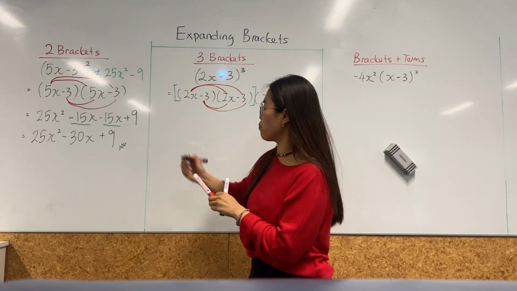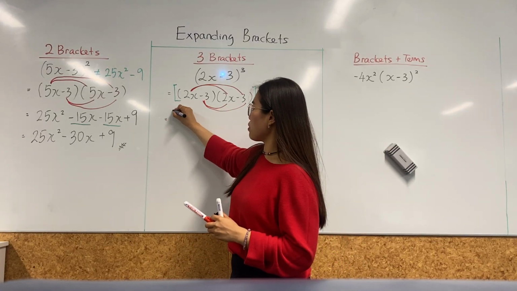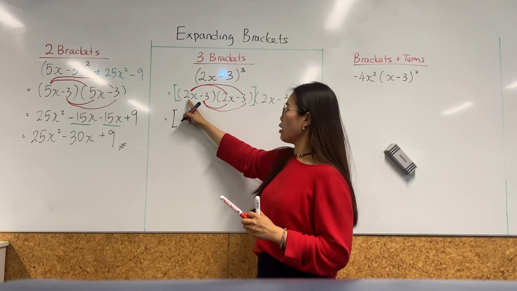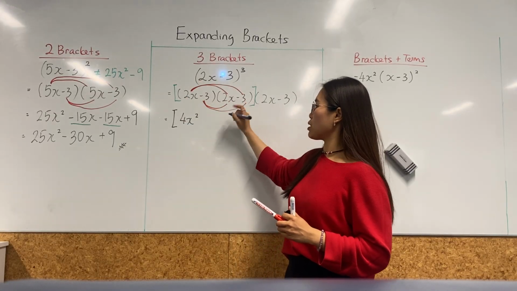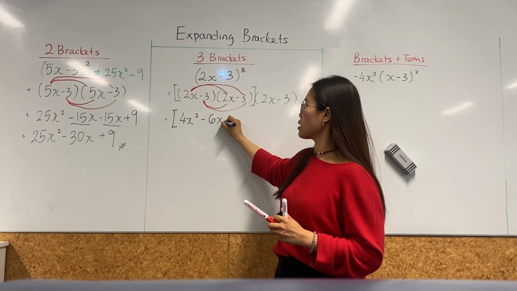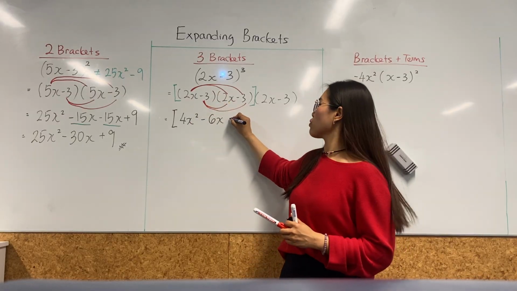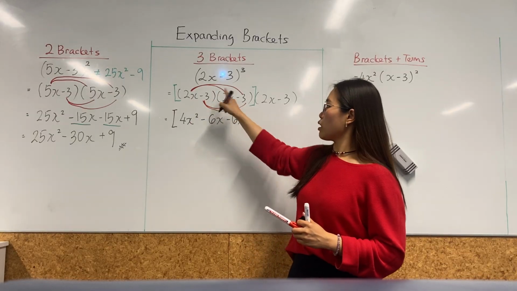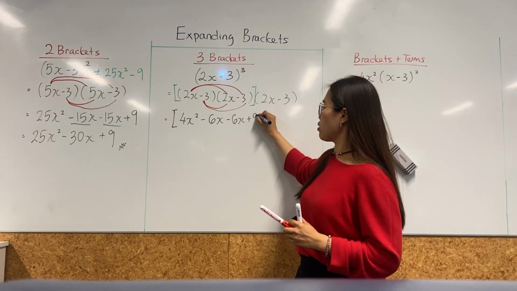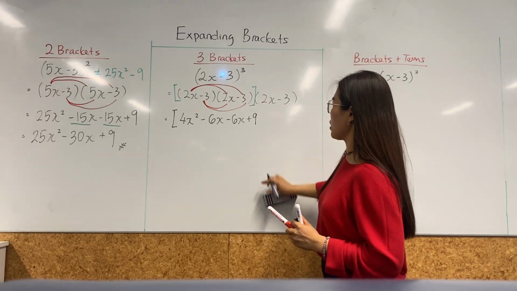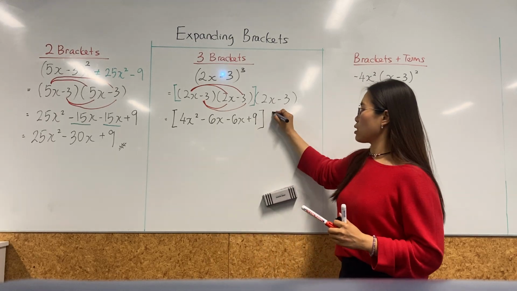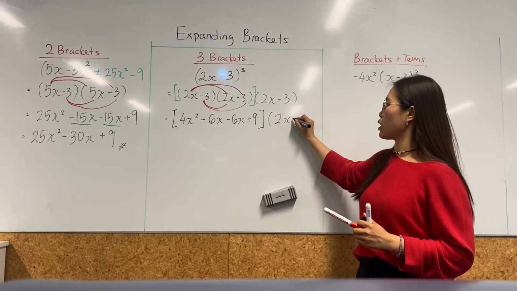So it's a system. I will keep that brackets on. 2x times 2x is 4x squared. 2x times negative 3 gives you negative 6x. Negative 3 times 2x gives you negative 6x. Negative 3 times negative 3 gives you positive 9. Close your bracket. It doesn't matter how my brackets look. And copy that down, 2x minus 3.